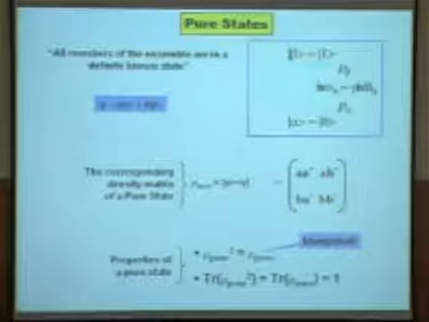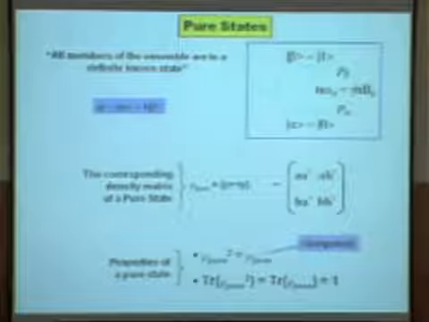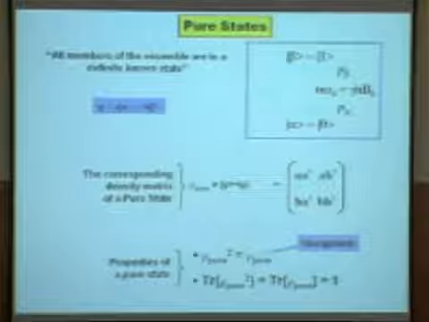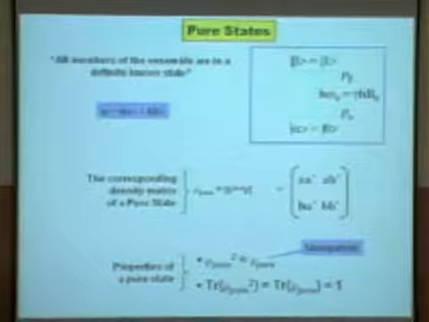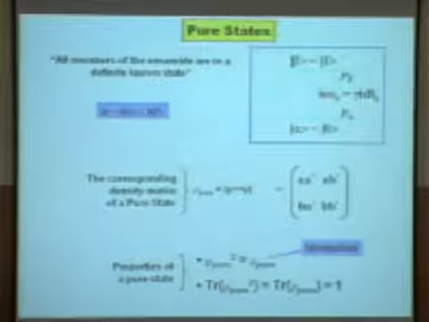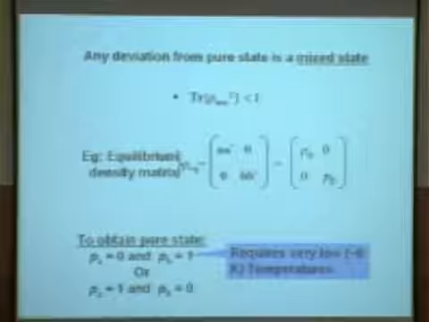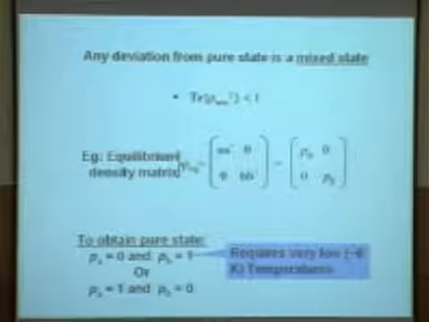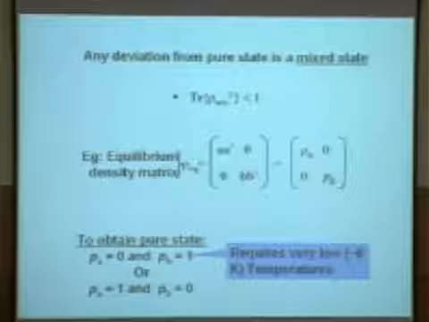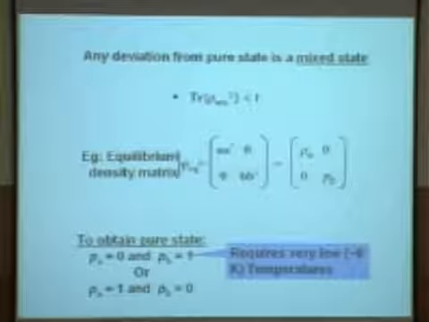So we take a density matrix in the pure state, it looks like this, and the properties of a pure state are that the density matrix is equal to the square of the density matrix, and the trace is idempotent. This is where things break down in NMR. Any deviation from a pure state is a mixed state, and trace rho squared for a mixed state is less than 1. For example, let's take an equilibrium density matrix where the off-diagonal elements have become 0. This is what happens when decoherence takes place, for example. Then we have populations of various levels. If you calculate the trace of rho squared, it is less than 1.